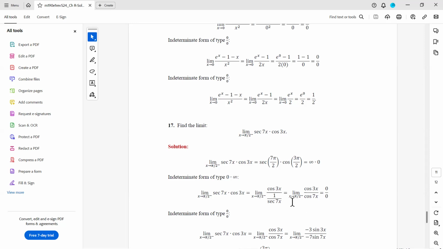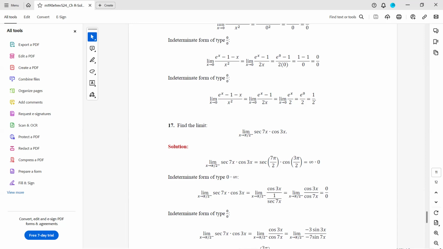Now we can apply L'Hopital's rule. Remember, the derivative of cosine is negative sine. And remember, we need the chain rule. So negative 3 sine 3x. Why negative? Remember, the derivative of cosine is negative sine of x. So negative 3 sine 3x, and again on the bottom, negative 7 sine 7x.